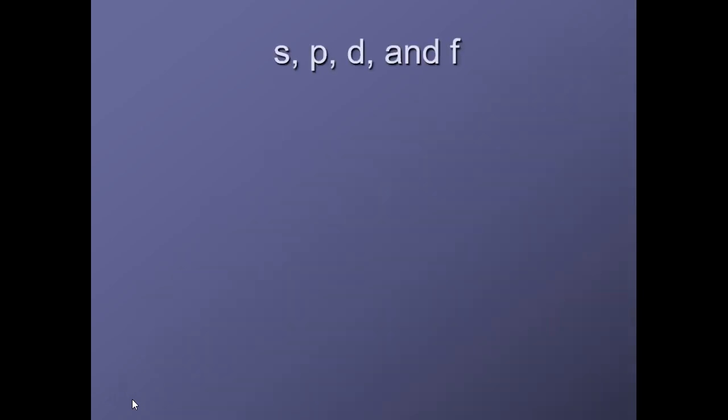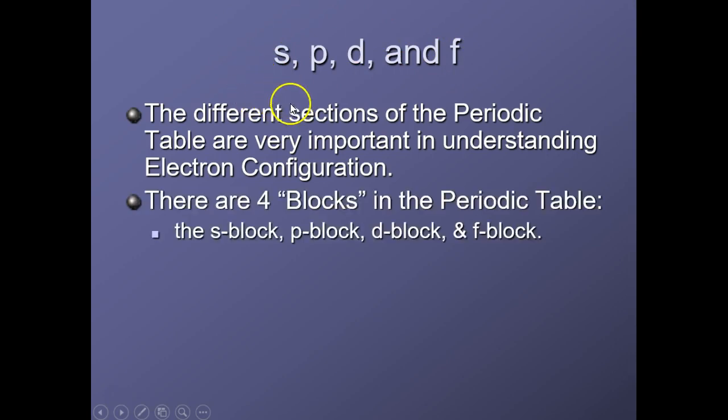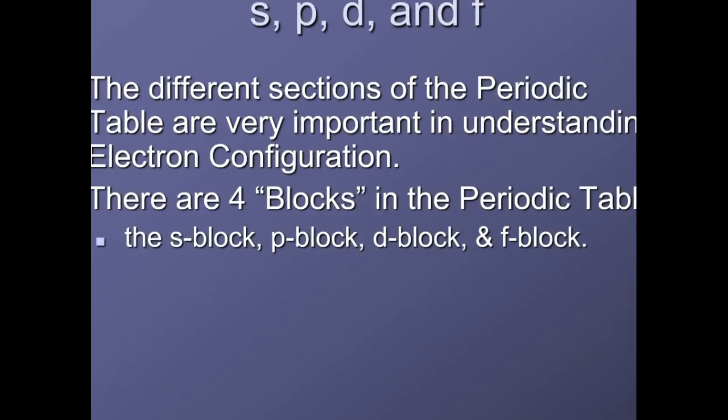Okay. So we have sublevels, or 4 blocks: S, P, D, and F. The different sections of the periodic table are very important to understanding electron configuration. Know your SPDF. Some people do fart. I would write that down if you don't have it in your journal already. It is some people do fart, or some people don't fart. There are 4 blocks in the periodic table, and we have the S block, the P block, and the F block. Whoa, back it up.